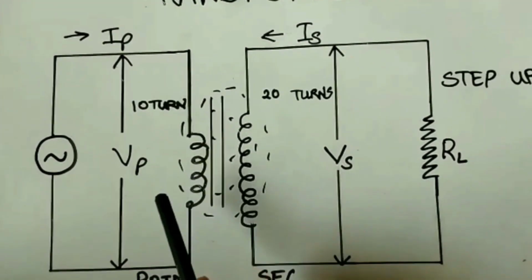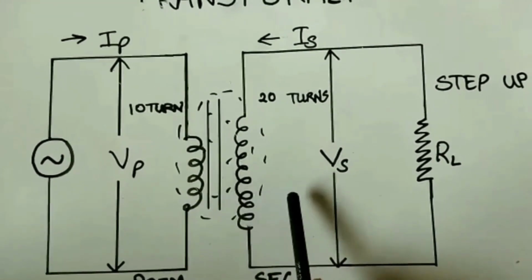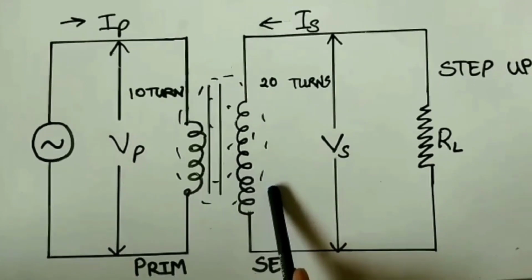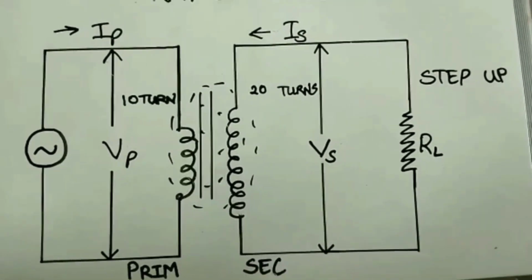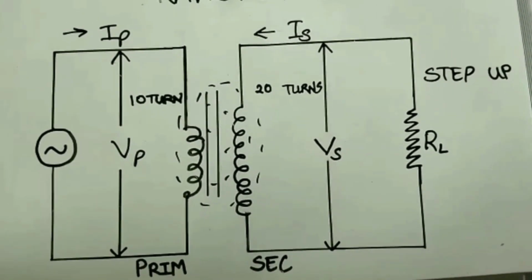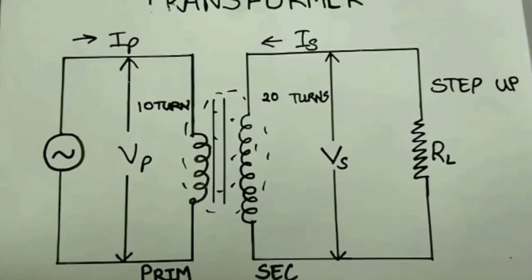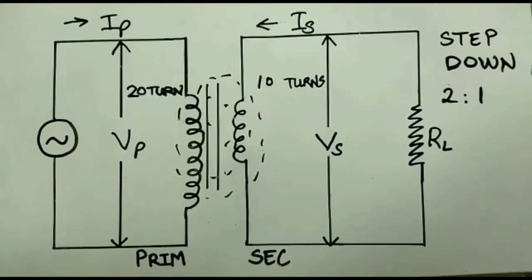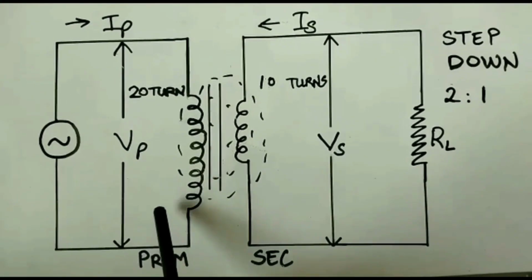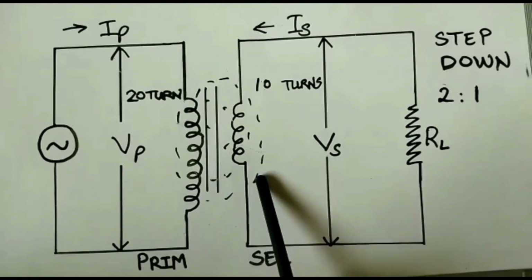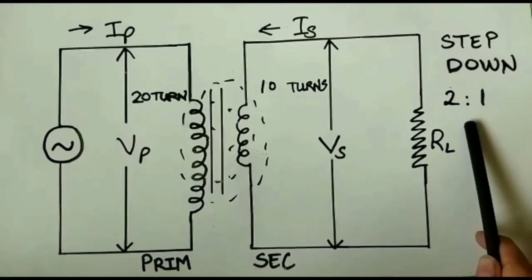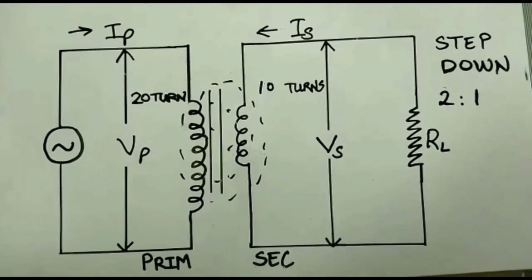If a transformer has 10 turns on the primary and 20 on the secondary, it will be a 1:2 step-up transformer, meaning the voltage doubles from the primary to the secondary. Now, if it has 20 turns on primary and 10 on the secondary, it would be a 2:1 step-down transformer.